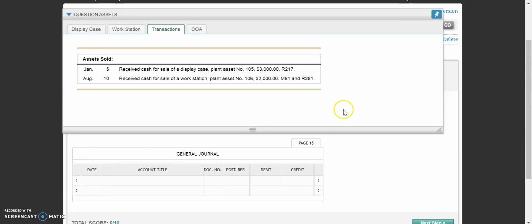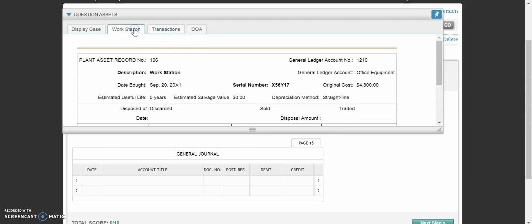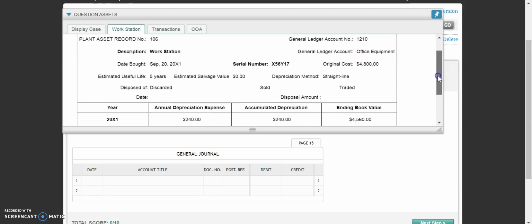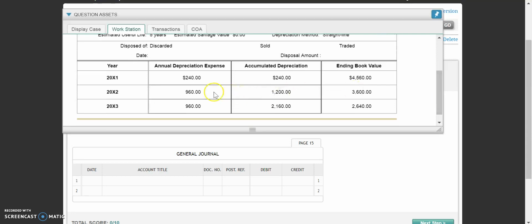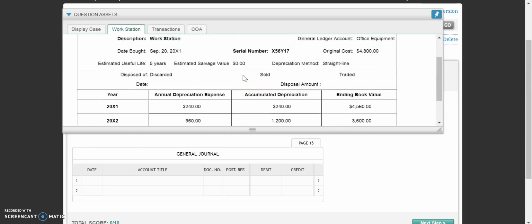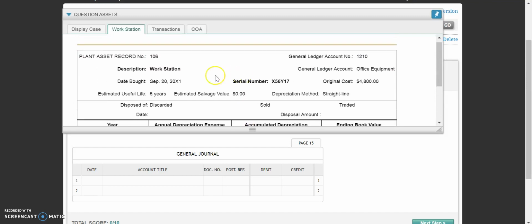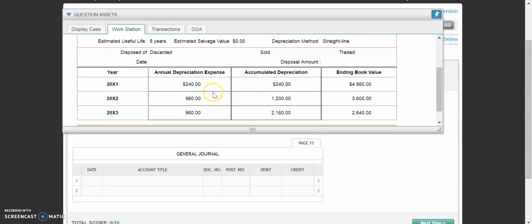So we do need to do a little bit of figuring here, and the best thing that we can do is go back to our workstation and look at our plant asset record because it's going to show us that our annual depreciation expense is $960 a year. Remember that on this first one, that was also a partial one because we bought that workstation on September 20th. So that's a partial year annual depreciation expense. We want to look at this one, the 960.